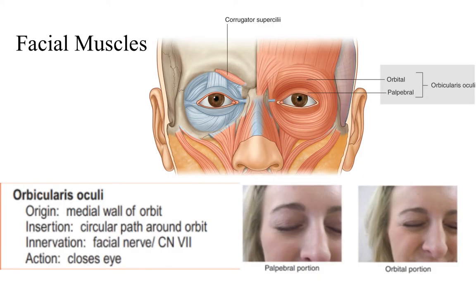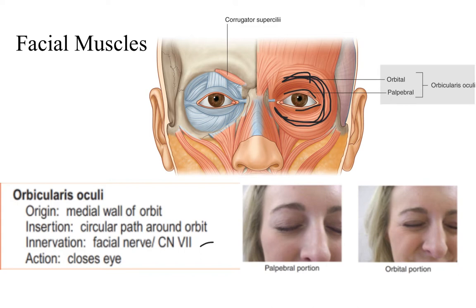The next muscle is the orbicularis oculi. It's this circular muscle that's surrounding the eyeball, and there are two parts to it: the orbital part, which is going to be the circular, and the palpebral part, which is going to be on either side of the palpebral fissure. This muscle, again innervated by the facial nerve, its action is to close the eye. So when you contract these muscles, the eye is going to close.